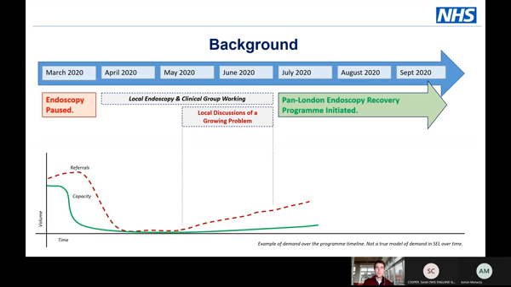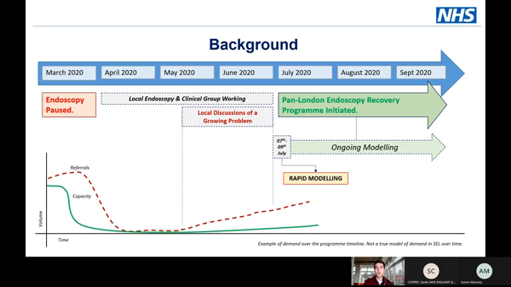In the first week of July, a pan-London endoscopy recovery program was initiated. And that meant that very quickly, within a space of a couple of days at the beginning of July, we had to carry out a very rapid modelling of what our position is, trying to answer some of those questions around how big the problem is and what we could do initially. The purpose of that is to establish our baseline so that we can then start to plan recovery more formally within that program, and that's supported by some of the ongoing modelling that happens as part of that.